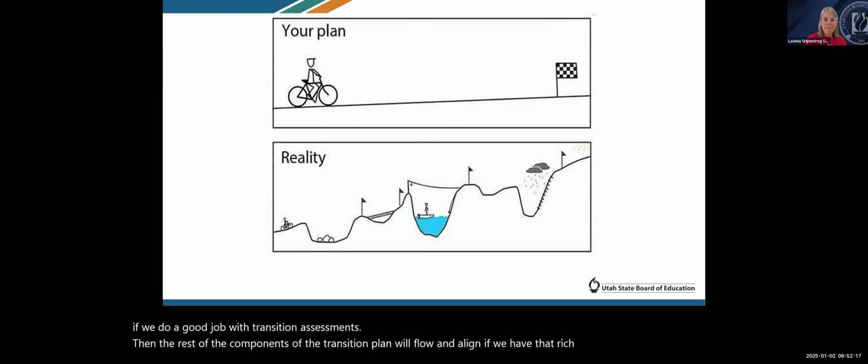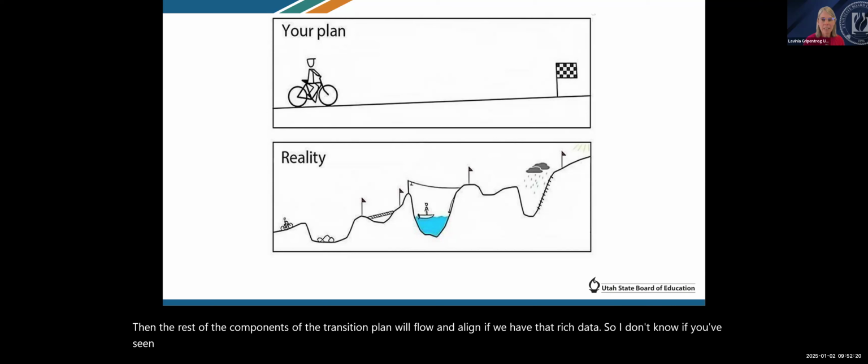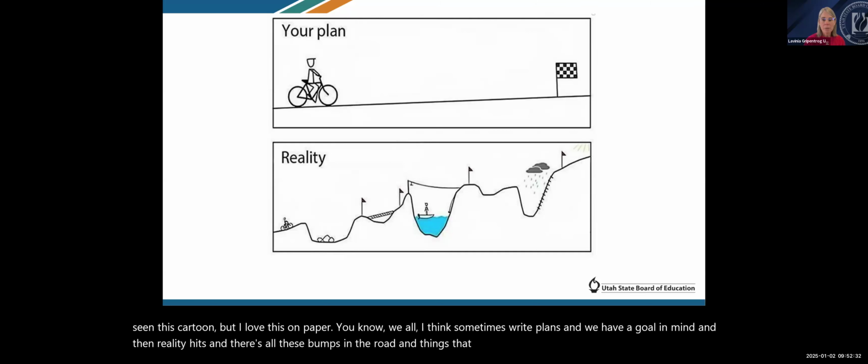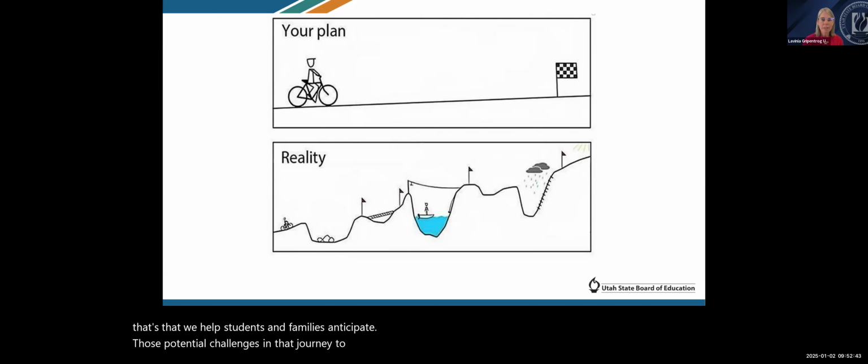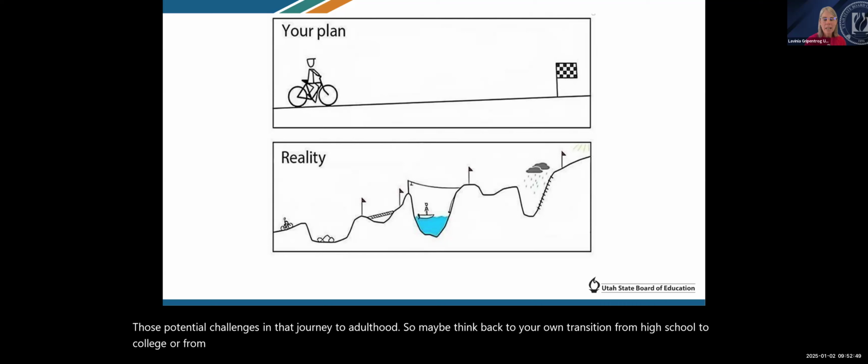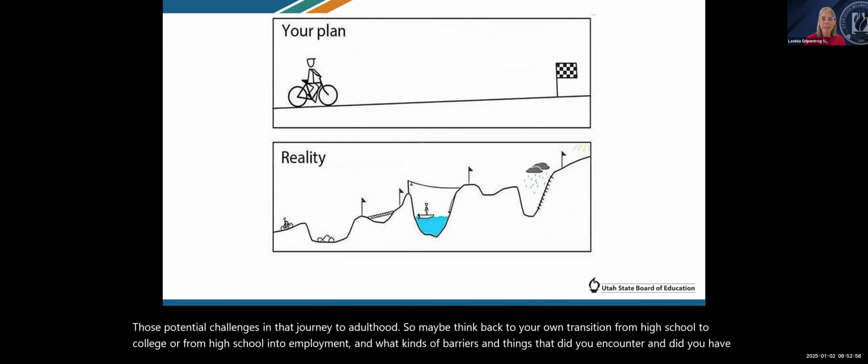All right, so I don't know if you've seen this cartoon, but I love this. On paper, we all sometimes write plans and we have a goal in mind, and then reality hits and there are all these bumps in the road and things that we didn't anticipate. So we want to make sure that we help students and families anticipate those potential challenges in that journey to adulthood. So maybe think back to your own transition from high school to college, or from high school into employment, and what kinds of barriers you encountered, and whether you had the skills and the grit to get through some of that.